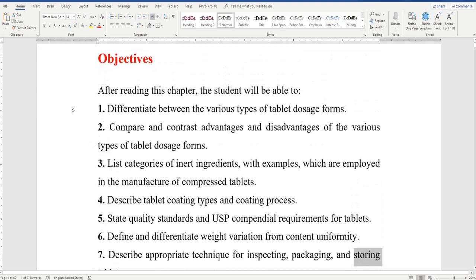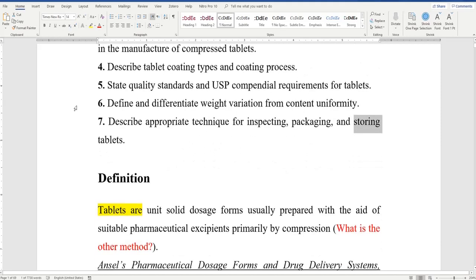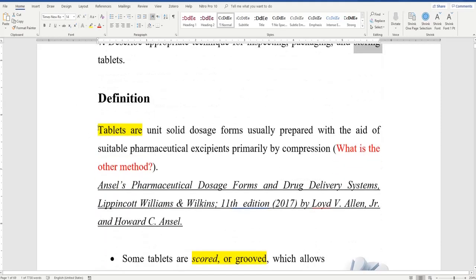Okay, so we always talk about the learning outcomes of any topic, and then we start with the definition. Tablets are solid dosage form, as is the case with capsules and as is the case with powders and granules. But as with capsules, we started defining tablets as unit solid dosage form. And you already know why we call it unit.